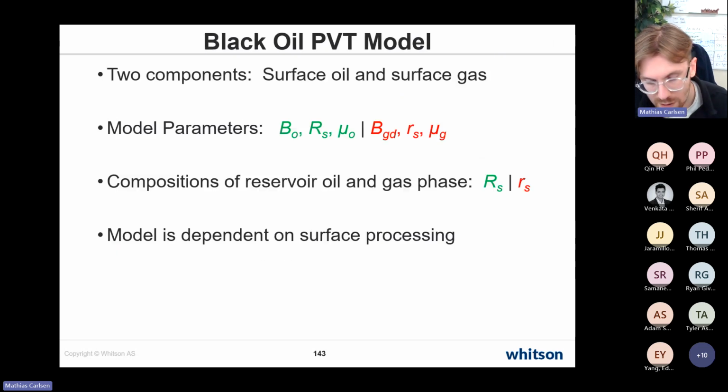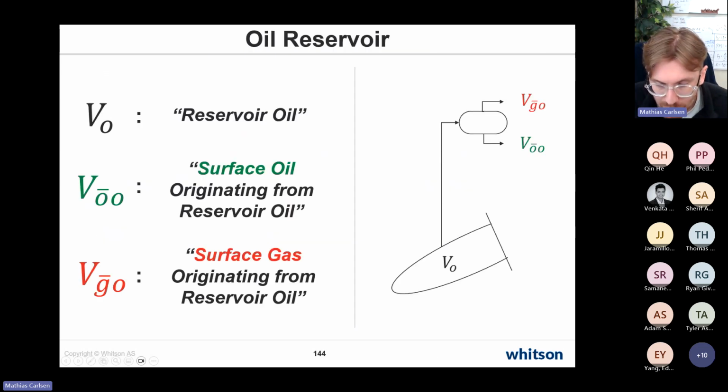It has 2 components, and it has 3 parameters for each component. And then the way you deal with the composition, how much is of each phase, would be to adjust the solution GOR or the RV curve. And as we talked about before, it is process dependent. If you want to go in and actually define these different model parameters right here, formation volume factor, RS, and viscosity, to do that rigorously, we need to introduce some vocabulary from SPE.